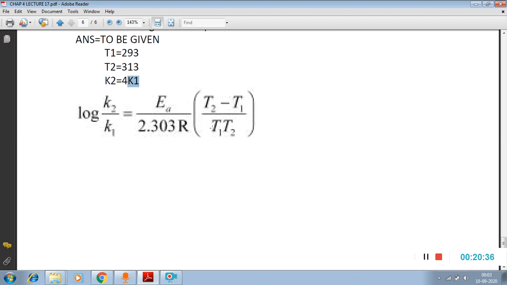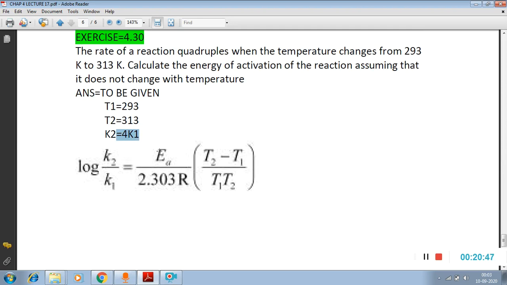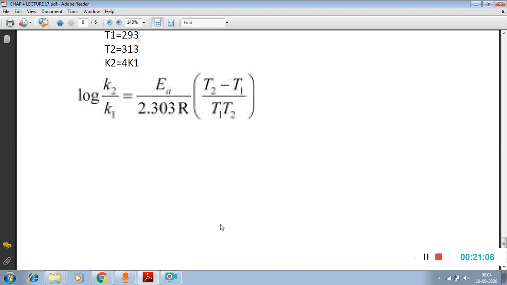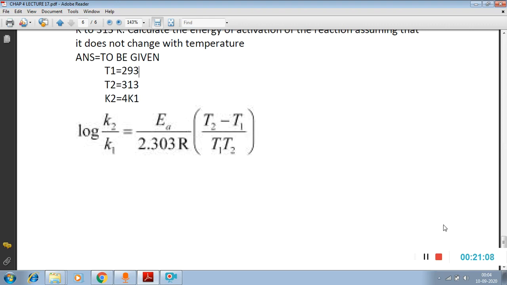Now simply this is the Arrhenius equation. In that, instead of K2 you can put 4K1, so K1 will be cancelled out. We are going to calculate this EA. 2.303 as such. Instead of R you will put 8.314. Two temperatures are given to you, so just put values in this equation and you will get the answer. Complete the example. Okay, thank you.